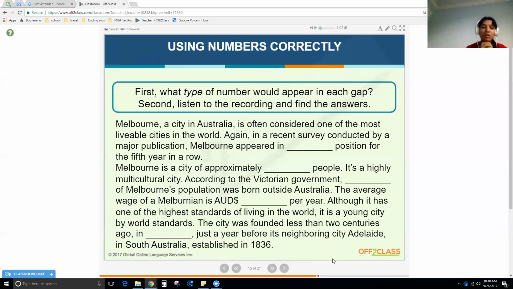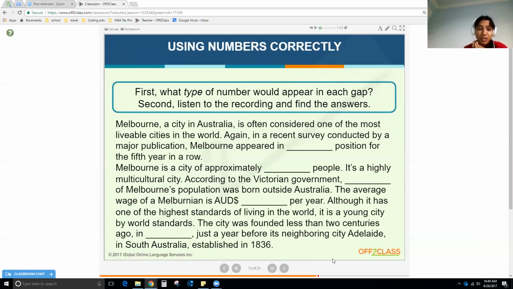Sure. Melbourne, a city in Australia, is often considered one of the most livable cities in the world. In a recent survey conducted by a major publication, Melbourne appeared in some position for the 5th year in a row. Melbourne is a city of approximately some number of people. It is a highly multicultural city. According to the Victorian government, some percent of Melbourne's population was born outside Australia. The average wage of a Melbournian is Australian dollars something per year.